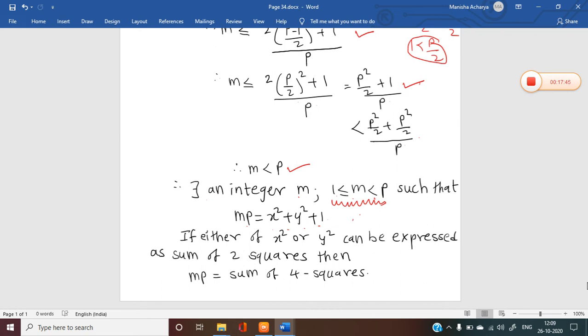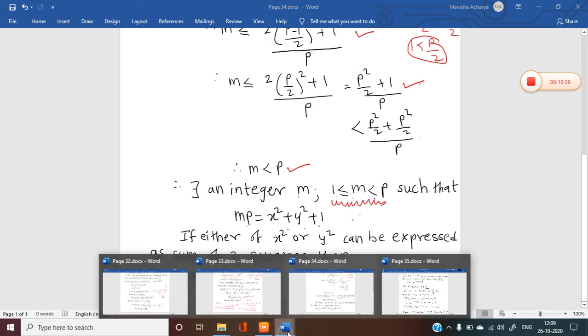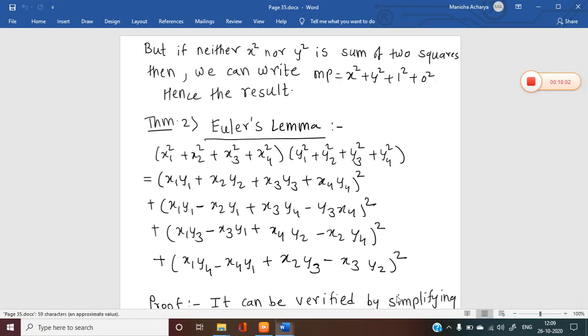So if we have got mp as a sum of 3 squares actually, so if either of x square or y square can be expressed as a sum of 2 squares, then obviously mp can be expressed as a sum of 4 squares. But suppose not, that is, suppose none of them can be expressed as a sum of 2 squares, then we can write down mp as x square plus y square plus 1 square plus 0 square.